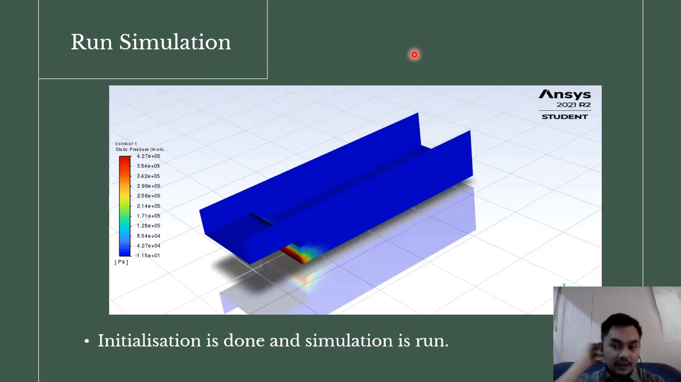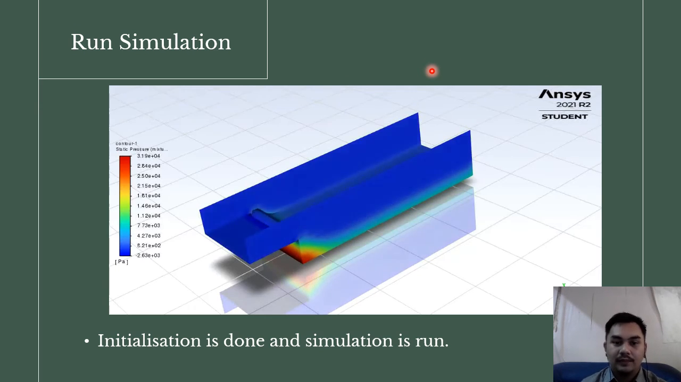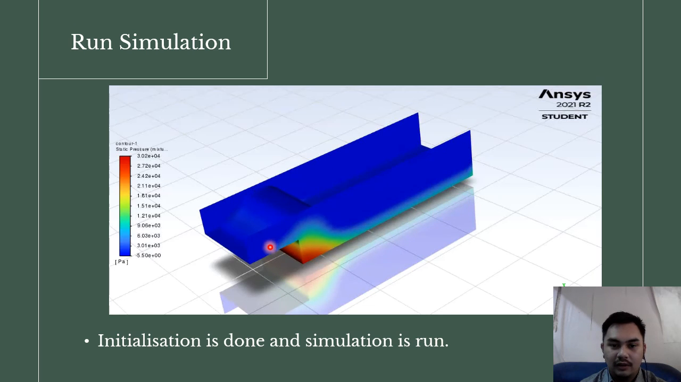As you can see, this is my geometry after it has been set up and the boundary conditions have been initialized. What I've done is create a contour right here to study the wave impact. This contour is where I'm going to measure the pressure distribution. So I'm going to show you how the simulation looks after it is run. As you can see, this is where the wave starts to hit the wall right here.